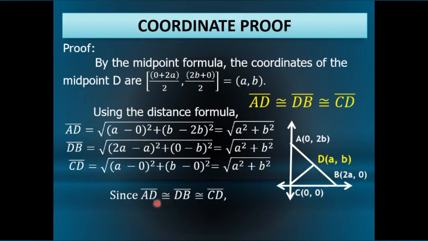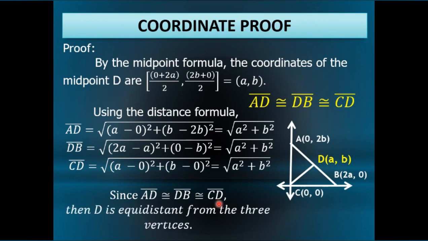Since the line segment AD is congruent to the line segment DB and also congruent to the line segment CD, then our point D is equidistant from the three vertices.